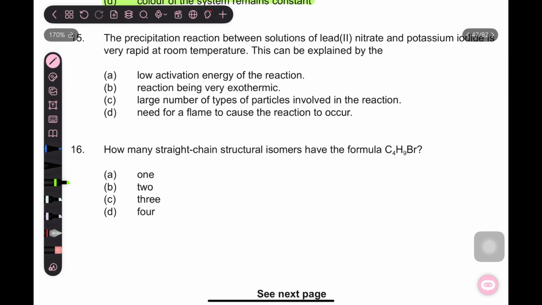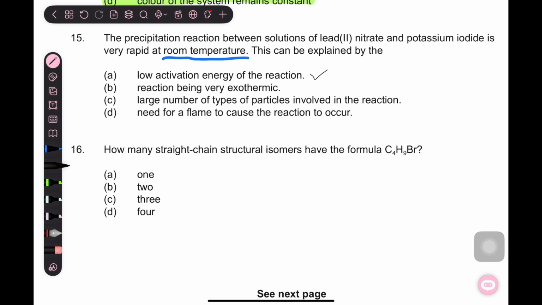Okay, question 15. So we're talking about a precipitation reaction here, so forming a solid between lead nitrate and potassium iodide, and at room temperature. So room temperature, at least what we consider to be room temperature, is a pretty low temperature. I think it's around like 25 or 27 degrees. So there's not that much activation energy in terms of what is provided to the reaction. So option A is most likely the right answer at this point.